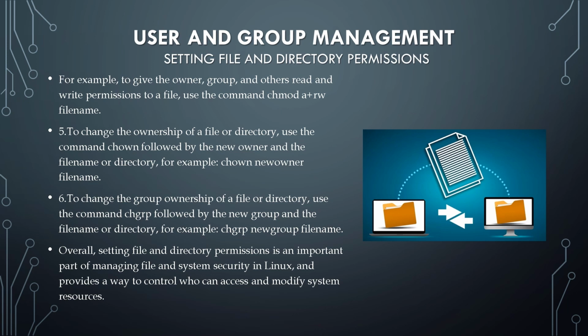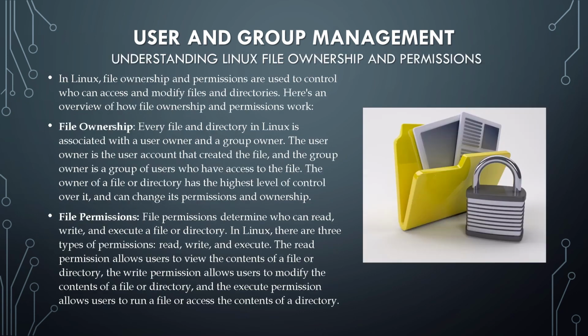6. To change the group ownership of a file or directory, use the command chgrp followed by the new group and the file name or directory, for example, chgrp new group filename. Overall, setting file and directory permissions is an important part of managing file and system security in Linux, and a way to control who can access and modify system resources.